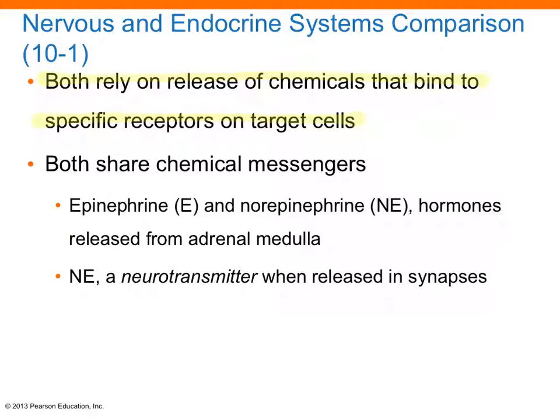When looking at the nervous system and endocrine system, they both rely on the release of chemicals that bind to specific receptors on target cells. They both share chemical messengers. Epinephrine is 1 and norepinephrine is 2. Hormones released from the adrenal medulla, that would be 3. Norepinephrine is a neurotransmitter when released at the synapses, when we talked about action potentials. That's with the nervous system.